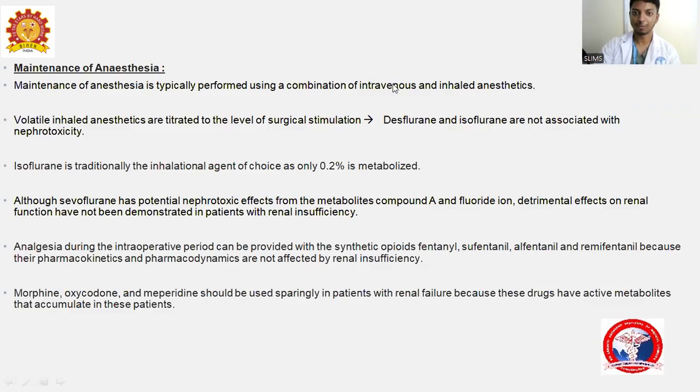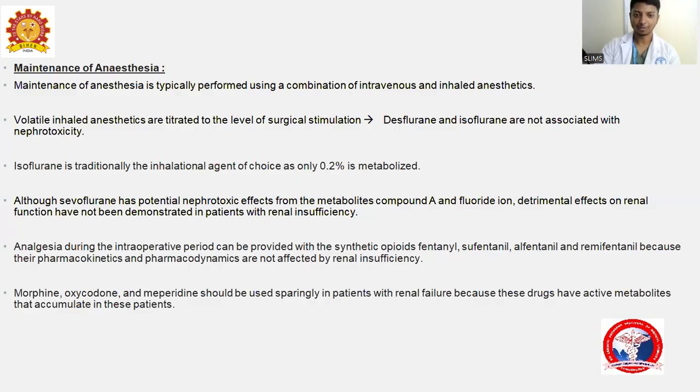Maintenance of anesthesia. Maintenance is typically performed using a combination of intravenous and inhaled anesthetics. Volatile inhaled anesthetics are titrated to the level of surgical stimulation. Desflurane and isoflurane are not associated with nephrotoxicity. Isoflurane is traditionally the inhalation agent of choice, as only 0.2% is metabolized. Although sevoflurane has potential nephrotoxic effects from the metabolites compound A and fluoride, detrimental effects on renal function have not been demonstrated in patients with renal insufficiency.